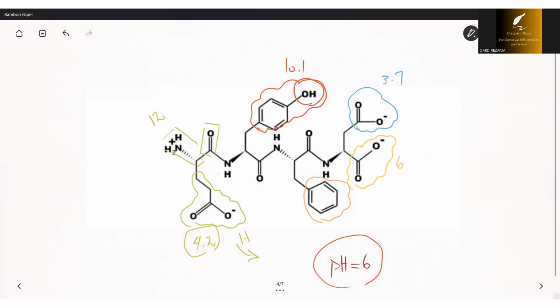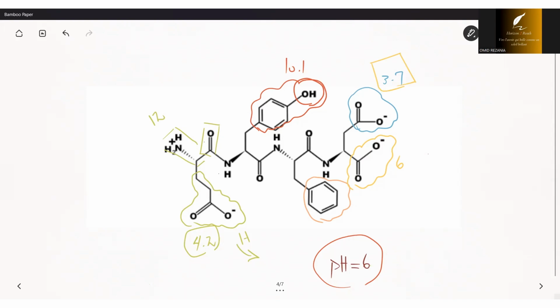Now, because you're at the terminal, you see that the amino acid at the front row, the terminal from the carboxylic acid group, is empty. Then it's prone to be either protonated or deprotonated, depending on the pH of the solution, and also the terminal. We look first at the side chain. The pKa of 3.7.